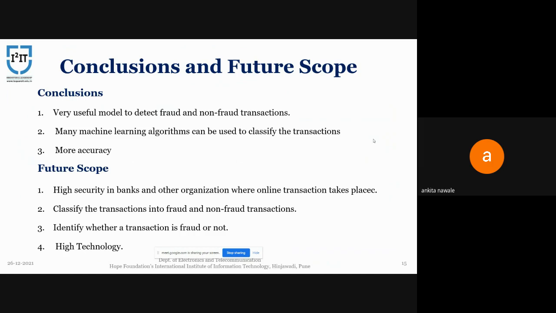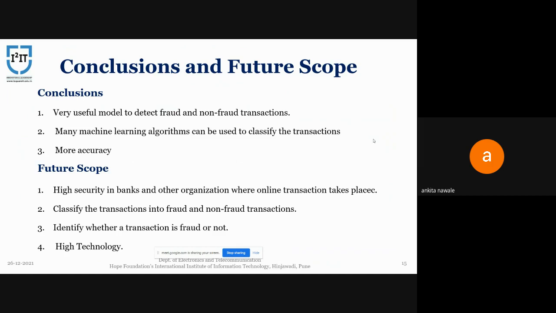Next. The conclusion: as we know, credit card fraud is a criminal dishonesty. This is a very useful model to detect whether a transaction is fraud or non-fraud. In this project, we use many algorithms that can be used to classify the transaction, and in this project there is more accuracy.